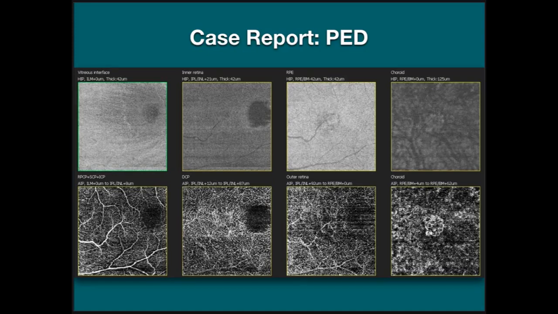Because it's between the disc and the fovea, I haven't centered the scan on the fovea. You can see the foveolar avascular zone here in the deep capillary plexus. Everything looks very good in those layers. The outer retinal layers down to the RPE look fine. And lo and behold, though, when we get down to the choroid, we see a small choroidal neovascular membrane there.